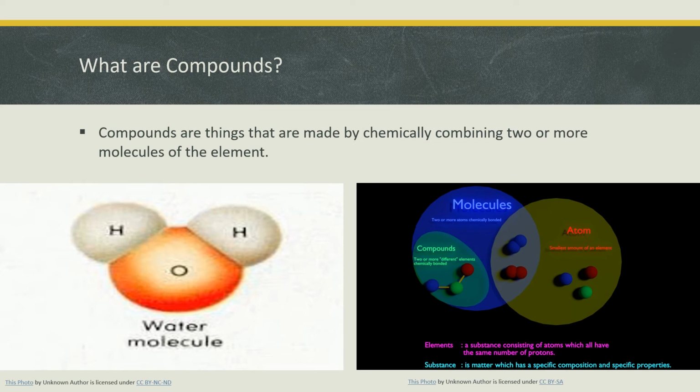Compounds are things that are made by chemically combining two or more molecules of the element. For instance, water. Water is made of 2 hydrogen molecules and 1 oxygen molecule.